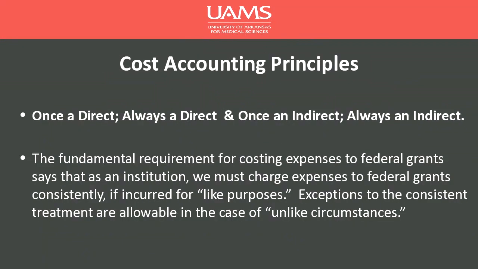We want to say that once a direct cost, it's always a direct cost, and once it's an indirect cost, it's always an indirect cost, but that's not really accurate. For the most part that's true, but again, there are exceptions, there are purposes, there are unlike circumstances where it can be different. I wanted to have that slide there to show you that we try to be consistent and treat things all the same, but there are gray areas, and there are reasons why sometimes something is unlike and we need that justification.